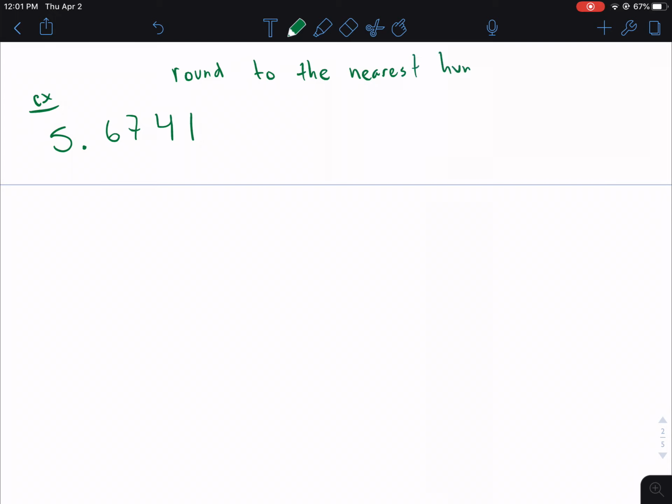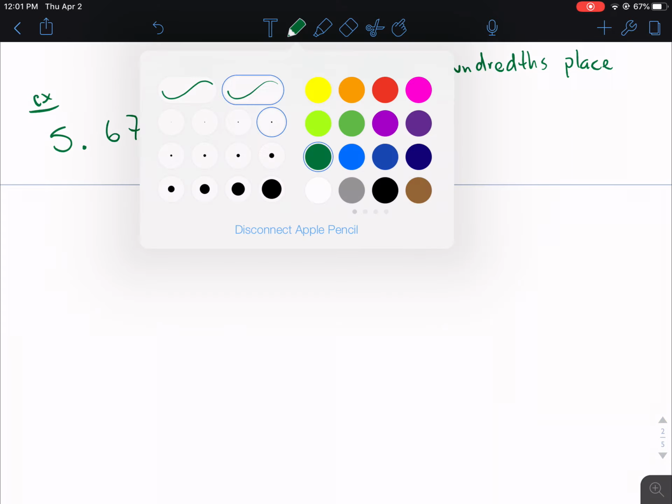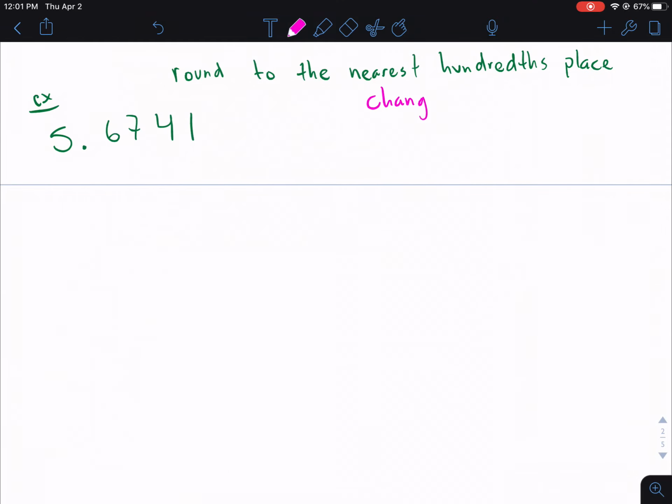Let's do another example. Let's say I have 5.6741. Round to the nearest hundredths place. So we're going to change the hundredths place. So what number is in the hundredths place?